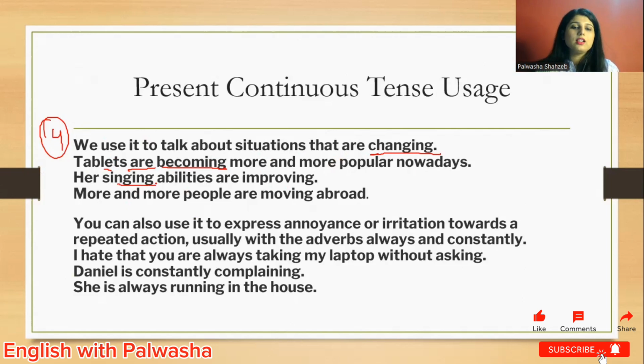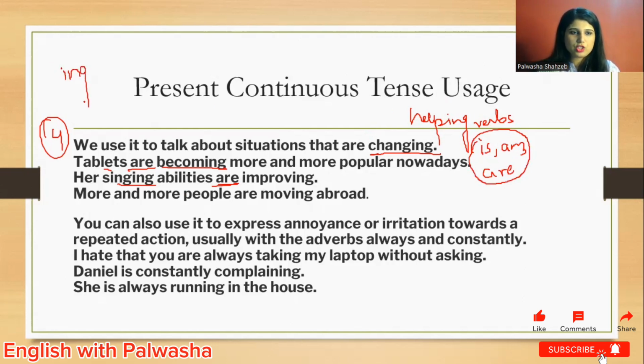Her singing abilities are improving. So there are two things which I'm continuously circling out. The first thing is the helping verb. So far you got to know the helping verbs which we have to use are is, am, and are, right? These are the three easiest helping verbs which we have to use. And then additionally, we have to use ing. This is something additional, right?